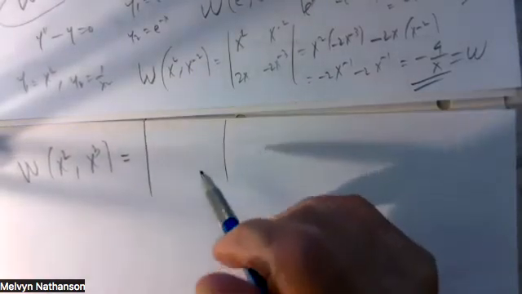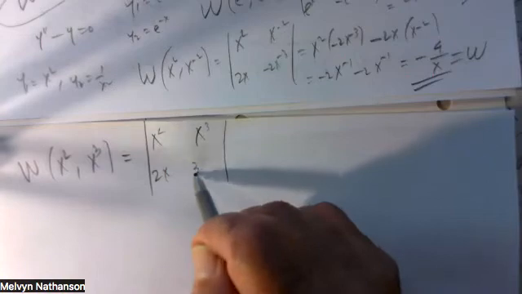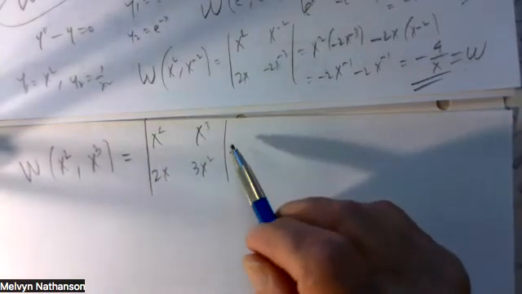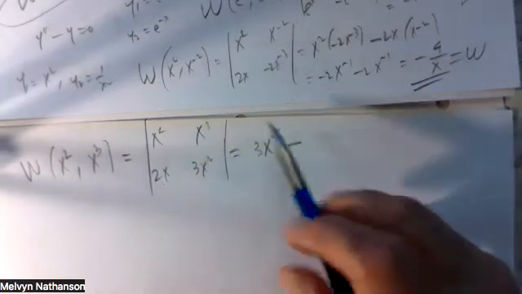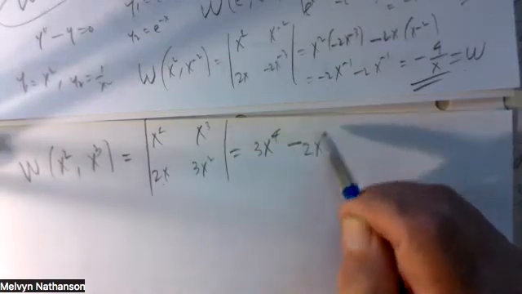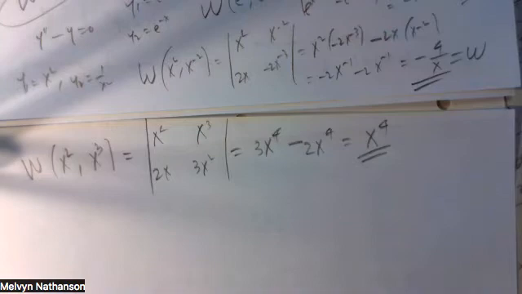So this is a 2 by 2 determinant. First row is x squared, x cubed. Second row is 2x, 3x squared. When you compute this, you get x squared times 3x squared, 3x to the 4th, minus 2x times x cubed, which is minus 2x to the 4th. So this is x to the 4th. That's the Wronskian. All right. Any questions about that?